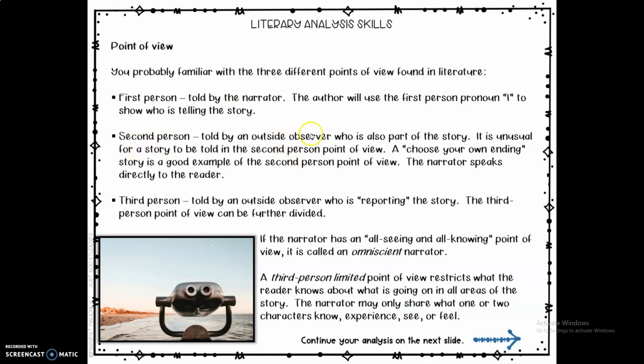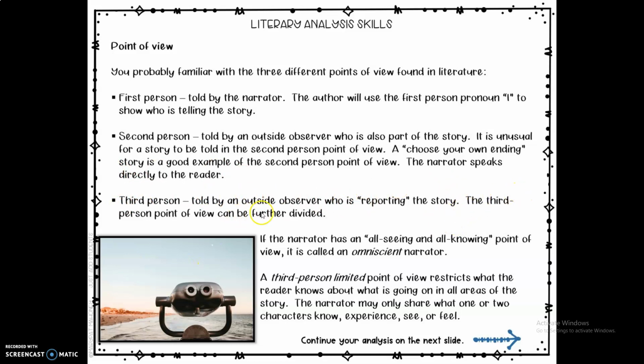Second person, told by an outside observer who's also part of the story. It's unusual for a story to be told in the second person point of view. A choose your own ending book is a good example of second person, where the narrator speaks directly to the reader. If you've never read a choose your own ending book, something else that looks like second person are directions. First, you are going to crack the egg, then you are going to beat the egg, then you're going to make the omelet. Directions, or like a recipe.